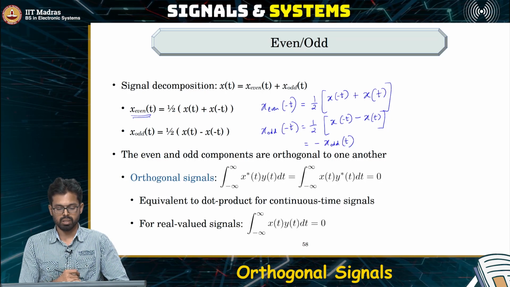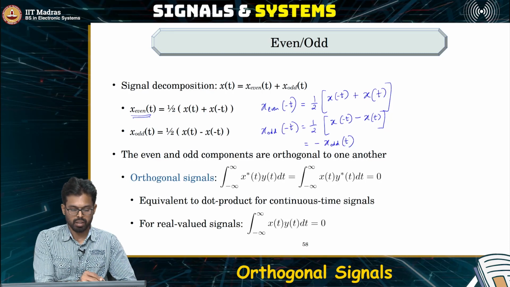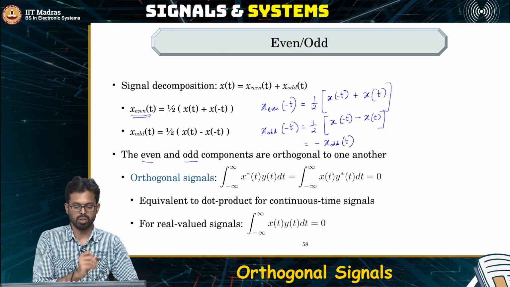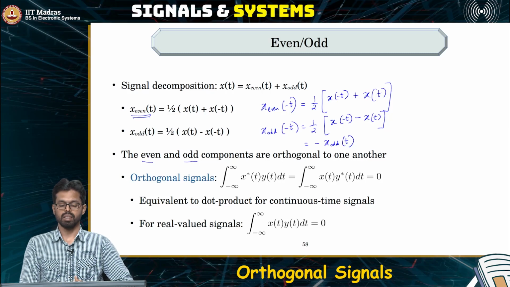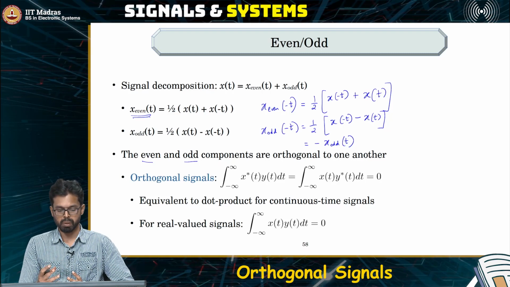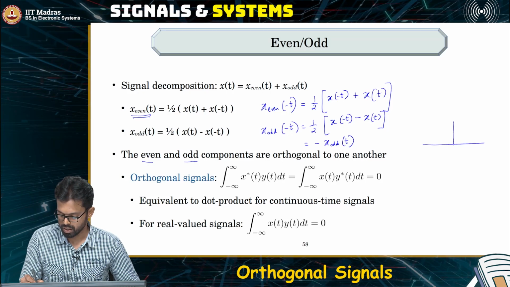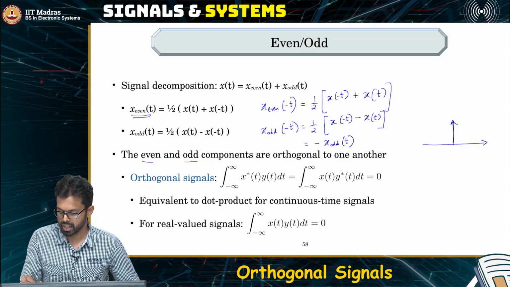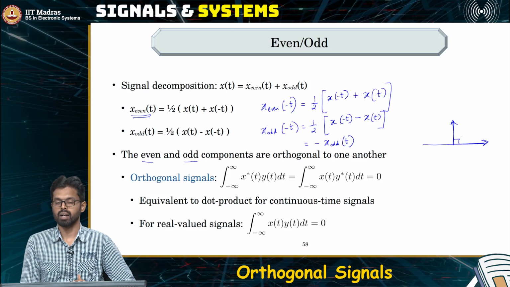And the most interesting property of this decomposition is that the even part of a signal is orthogonal to the odd part. So what do we mean by orthogonal? It means that they are perpendicular. What do we mean by perpendicular for a signal? We know that given two lines, I can say that they are orthogonal. It means that there is a 90-degree angle between them.